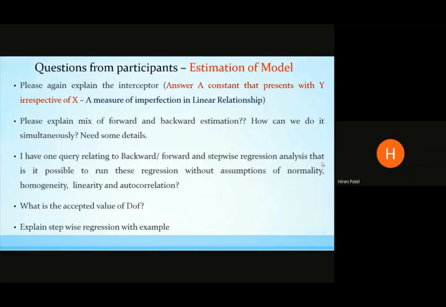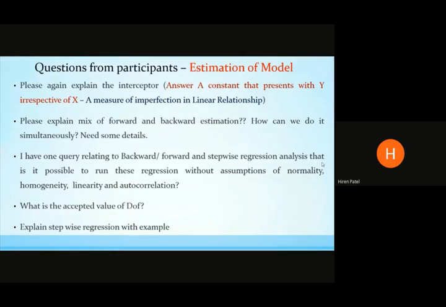Next question was, what is the accepted value of degree of freedom? Sorry, but there is nothing like an accepted value or rejected value of degree of freedom. And we have not taught you to judge anything simply based upon the value of degree of freedom. Correct? So nothing to worry about, only the value of degree of freedom. It could be anything.